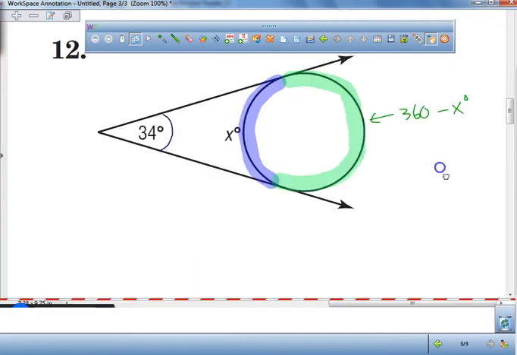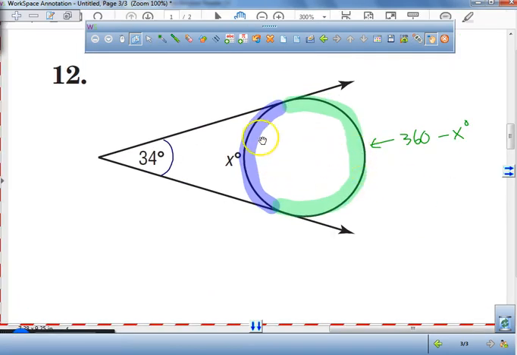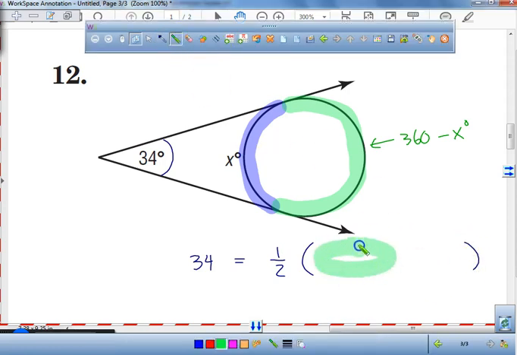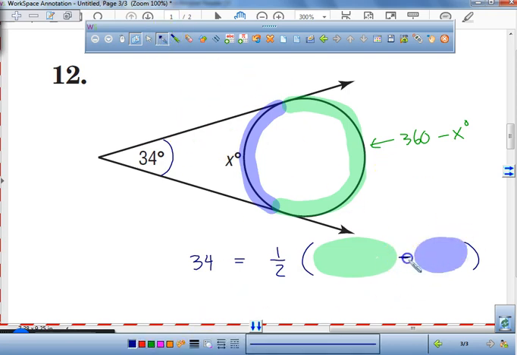So what am I going to have to do with these arcs? I'm going to have to take the big arc and take away the smaller arc, take half of it, and what should that equal? That should equal 34. So here's where we're going to set it up once again. You write 34 is equal to 1/2 the big arc minus the small arc. So our big arc is right here. Our small arc is right there. We put a big old minus sign.